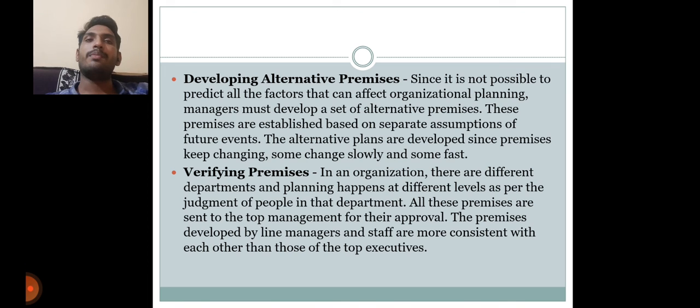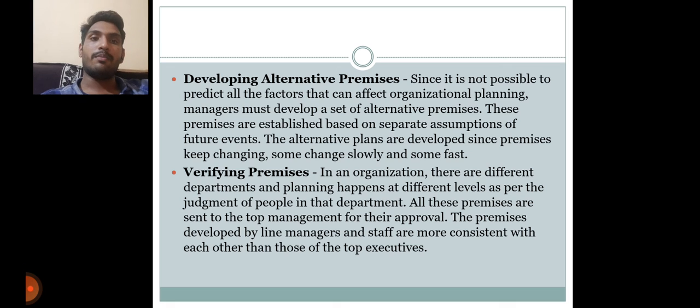Third one is developing alternative premises. Since it is not possible to predict all the factors that can affect organizational planning, managers must develop a set of alternative premises. These premises are established based on separate assumptions of future events. Alternative plans are developed since premises keep changing, some change slowly and some fast. Fourth, verifying premises. In an organization, planning happens in different departments at different levels as per the judgment of people in the department. All these premises are sent to the top management for their approval.